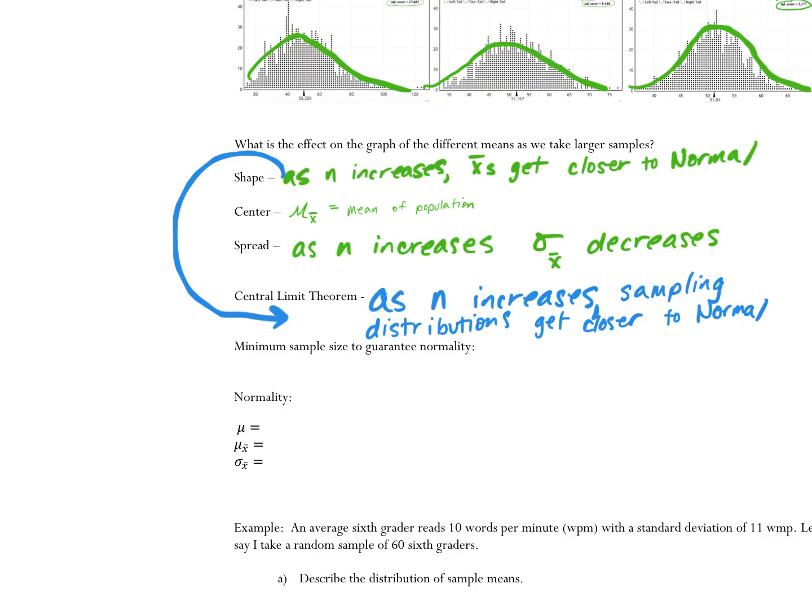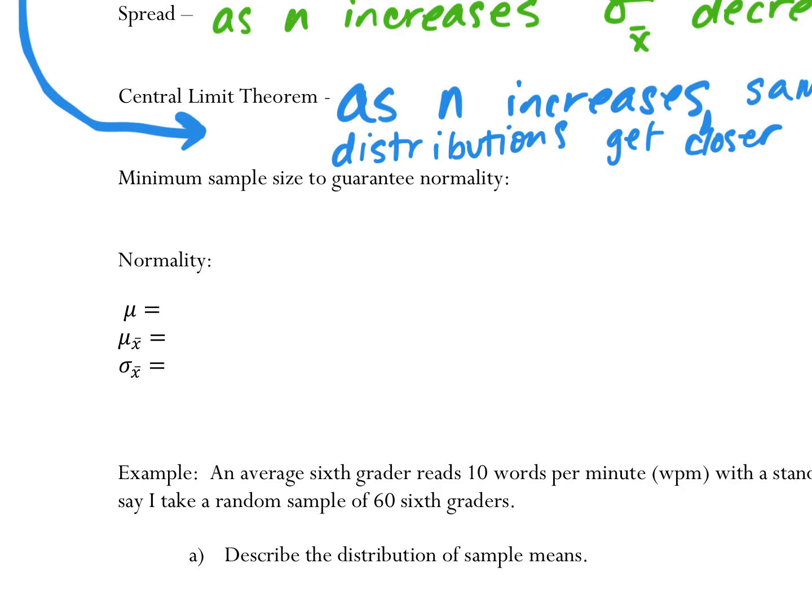There are two situations in which my distribution of sample means is normal. Either my sample size is big enough, and then we can say the sample means will be normal no matter what. Our general rule of thumb is, as long as my sample size is greater than or equal to 30, we can assume X bars are normal.